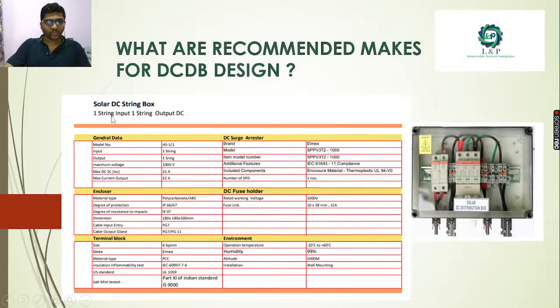And this is one of the photos, an example of a 1 in 1 out. As I told earlier, it has one input and one output, and we have considered the maximum DC voltage as 1000 volt DC, and we are providing the fuse protection for 15 amps. We are using only one SPD in it. As I told earlier, the protection will be IP66, and the enclosure material is polycarbonate.